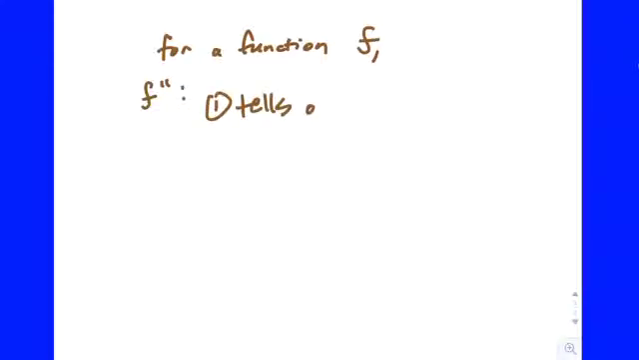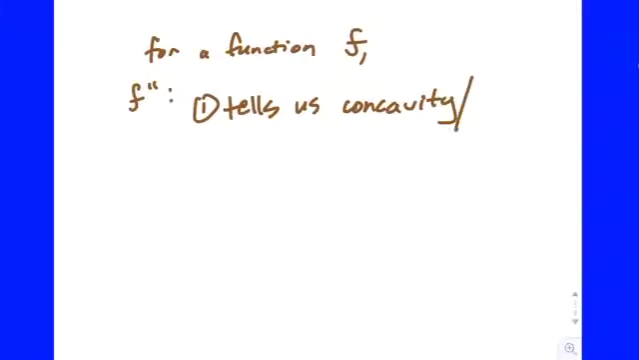So for a function f, f double prime does what? Tells us what? Yeah, f double prime, number one, it tells us the concavity. What's another name for concavity here? Curvature, yeah. Tells us the concavity or the curvature of f.